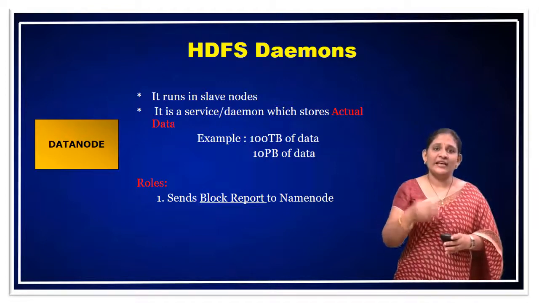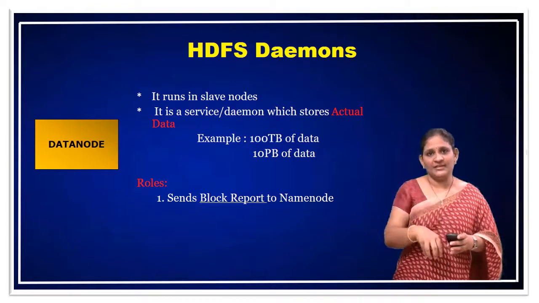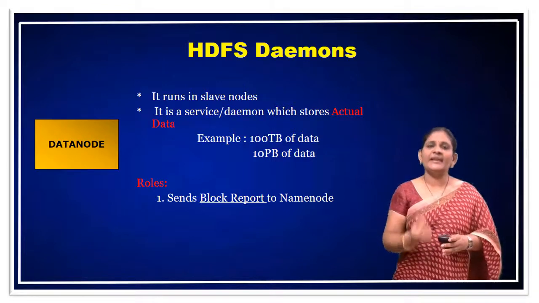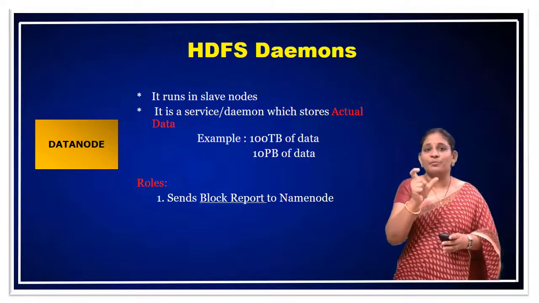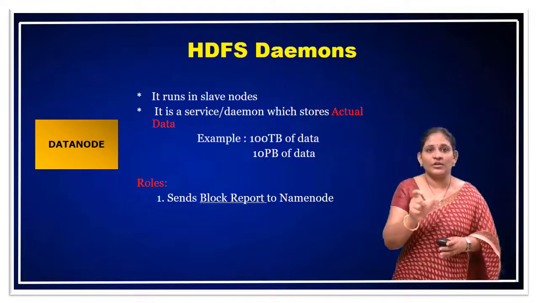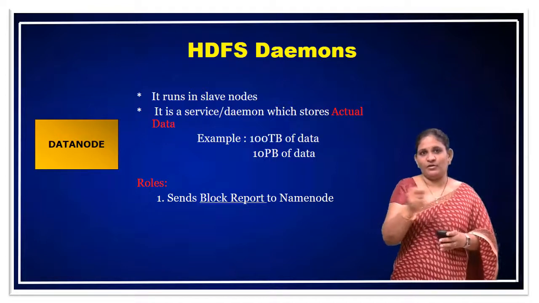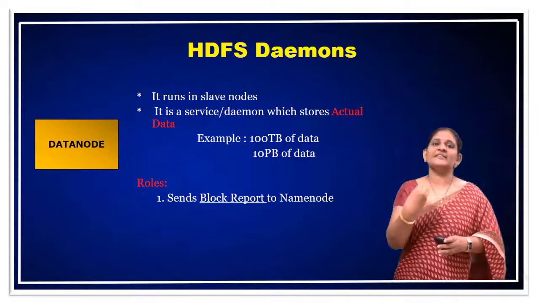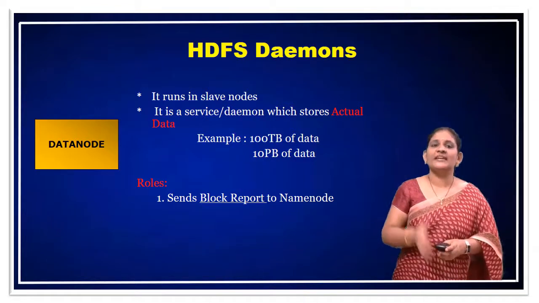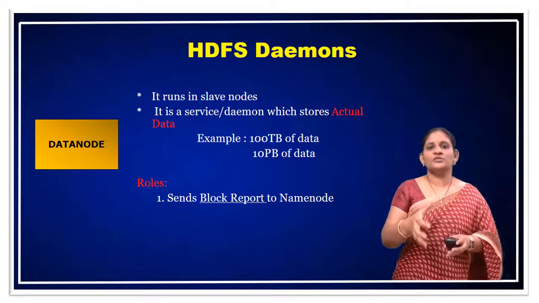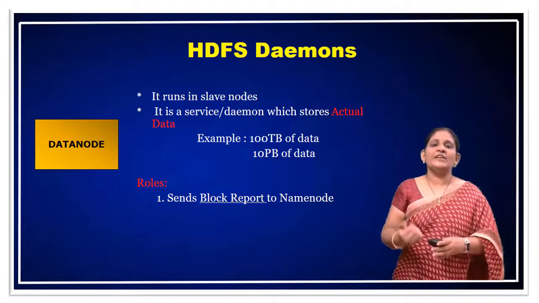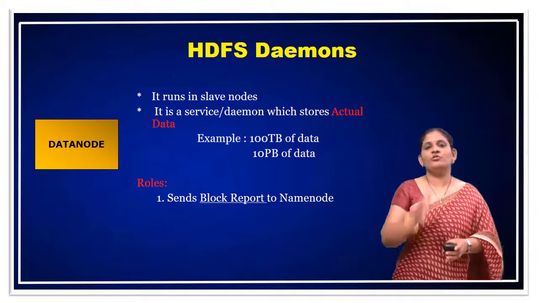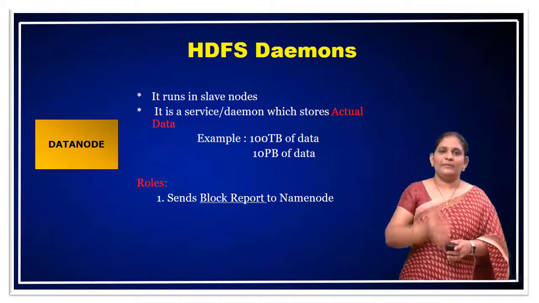Whenever a data node stores a new block in it, immediately the data node will send a block report. The block report means it is storing the block in itself and it is passing the information to the name node, saying, hey name node, I got some new blocks to store in me. I have stored them. You just update your metadata. In such a way, this report will be sent by the data node to the name node.